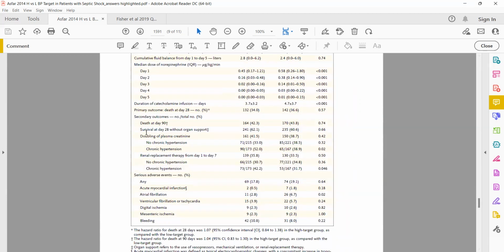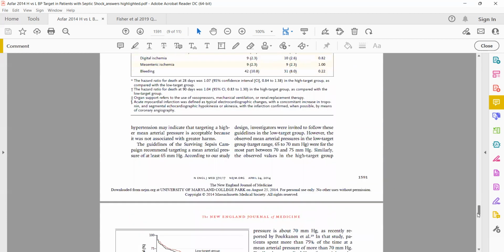But they're looking at a lot of their outcomes, like differences in death or survival is not significant. But chronic hypertension is. Renal replacement therapy just barely made it. So their main interest of prolonging life or decreasing death from septic shock using pressure did not work.